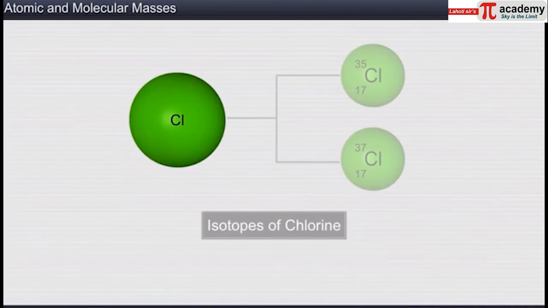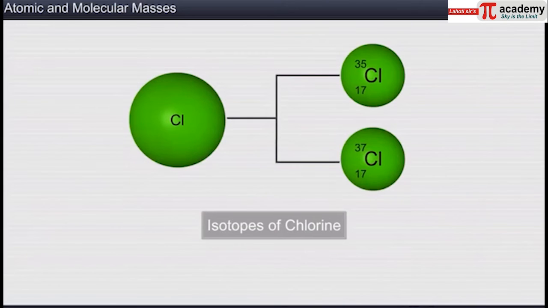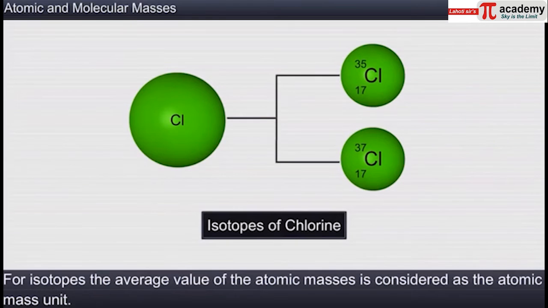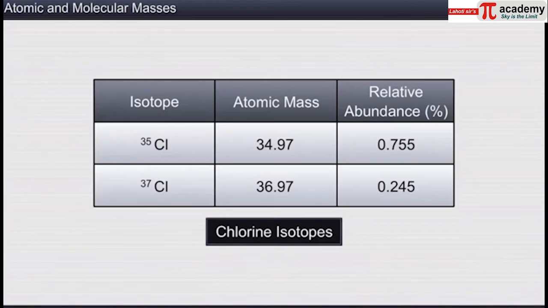We know that when atoms of the same element possess different atomic masses, they are known as isotopes. Hence, for isotopes, the average value of the atomic masses is considered as the atomic mass. For example, chlorine has 2 isotopes with atomic masses of 34.97 and 36.97 units respectively. The relative abundance of the isotopes is 0.755 and 0.245 respectively.